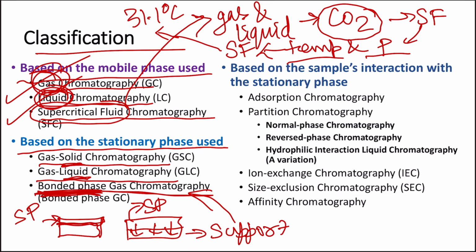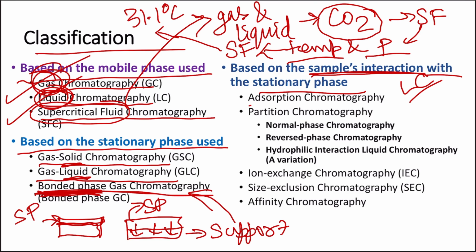Now coming to the classification based on the different types of sample interaction with the stationary phase, which is the major principle of chromatography, that is differential interaction between the stationary phase and the mobile phase. Here we are taking the example of liquid chromatography. Liquid chromatography can be divided into all these types, based on the type of interaction of the sample with the stationary phase.